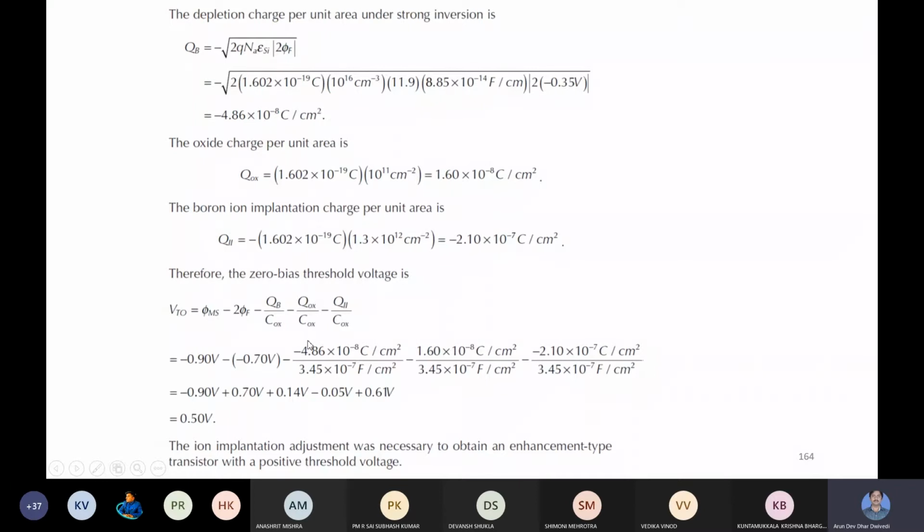If this contribution is not there, there may be some problem in getting a positive threshold voltage. So ion implantation adjustment was necessary to obtain the enhancement type characteristics of this device. Otherwise, if you remove this term and don't add it, then you can check what the value is. Then maybe it is not providing the enhancement type, because the enhancement type threshold voltage should be positive for NMOS if it is working as enhancement type.